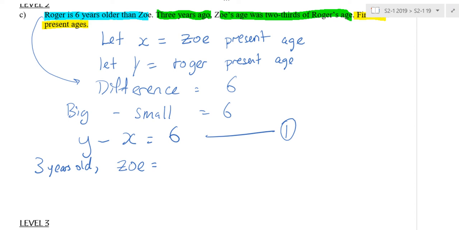Can we try now? 3 years ago, Zoe is equal to, I call someone, write down your answer. Zoe is equal to what? What is Zoe's age? Zoe is x currently. Now, 3 years ago is minus 3. Very good. x minus 3. Similarly, Roger equals y minus 3. So far can follow?